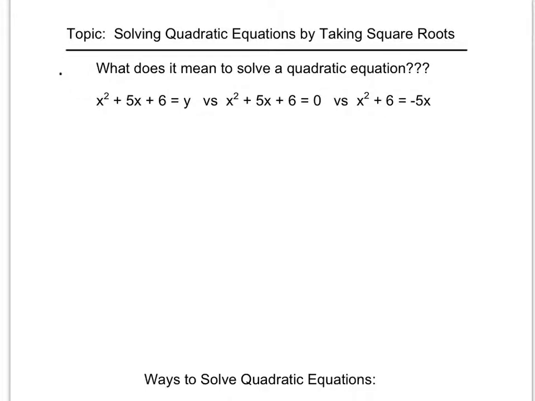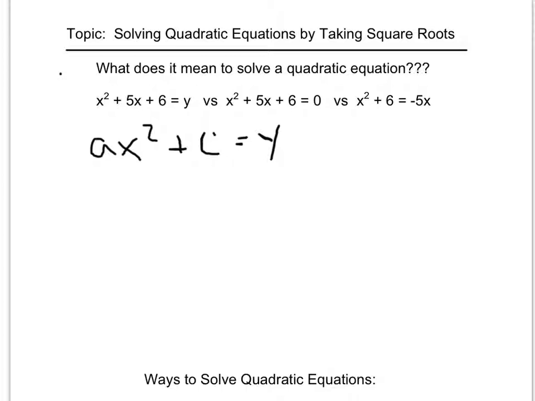Now that we know what it means to solve quadratic equations, we're going to look at solving them by taking square roots. The time we want to use square roots is when we have an x squared term but no x term. So it's going to be in the form ax squared plus c equals y, as opposed to ax squared plus bx plus c equals y.